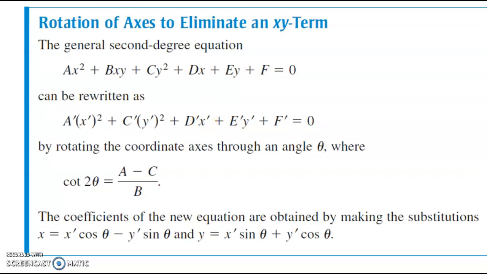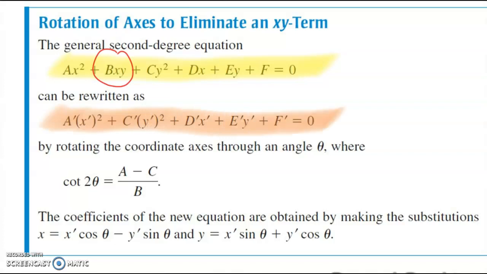So there's a couple of things to know. You have the general equation here. Because we have this term right here, we can rewrite it in a way that we have this equation, which has a bunch of primes there, but essentially if we ignore those primes, then you have your traditional ax squared plus cy squared plus dx plus ey plus f equals 0, which we already know is a conic.